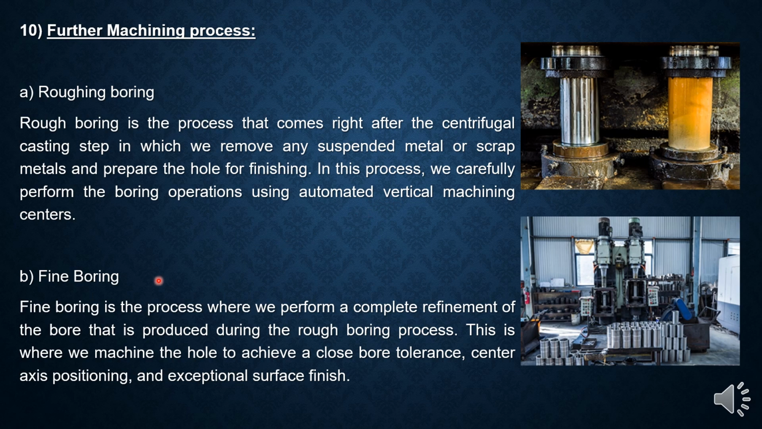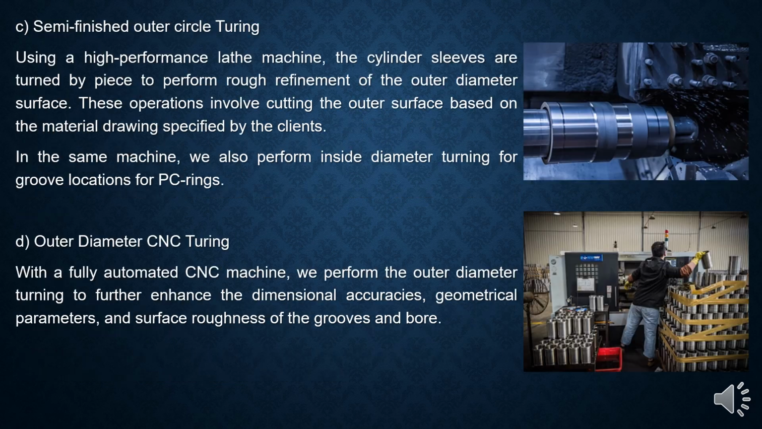Next process is fine boring. In the fine boring process we perform a complete refinement of the bore that is produced during rough boring. That is, more refinement is done in this process than rough boring, so more accuracy is obtained. This is where we machine the hole to achieve a close bore tolerance. So close tolerances are being achieved through this fine boring process. Center axis positioning and exceptional surface finish are also being achieved through this fine boring.